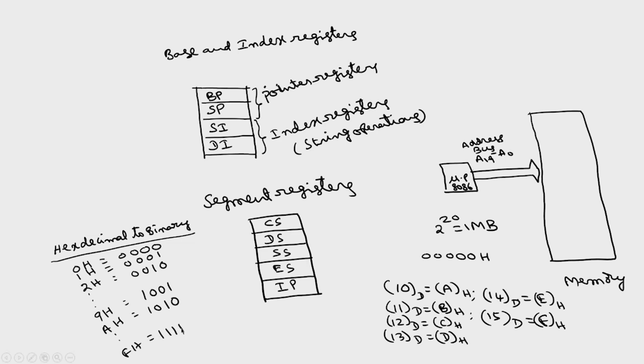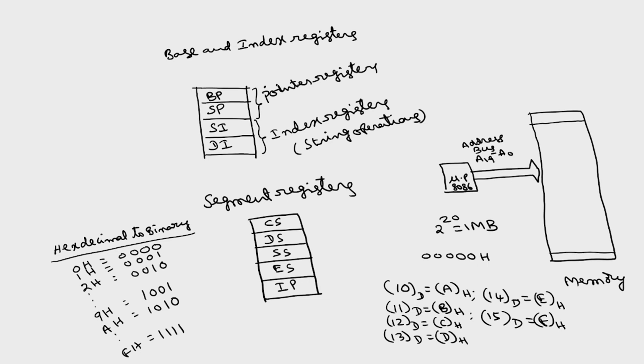So, here if I take the starting address, 20 address lines are there. So, with 20 address lines, the starting address will have all address lines as zeros and the ending address will have all ones, 20 ones. Here the address of this one is 20 zeros, the address of this one is 20 ones.